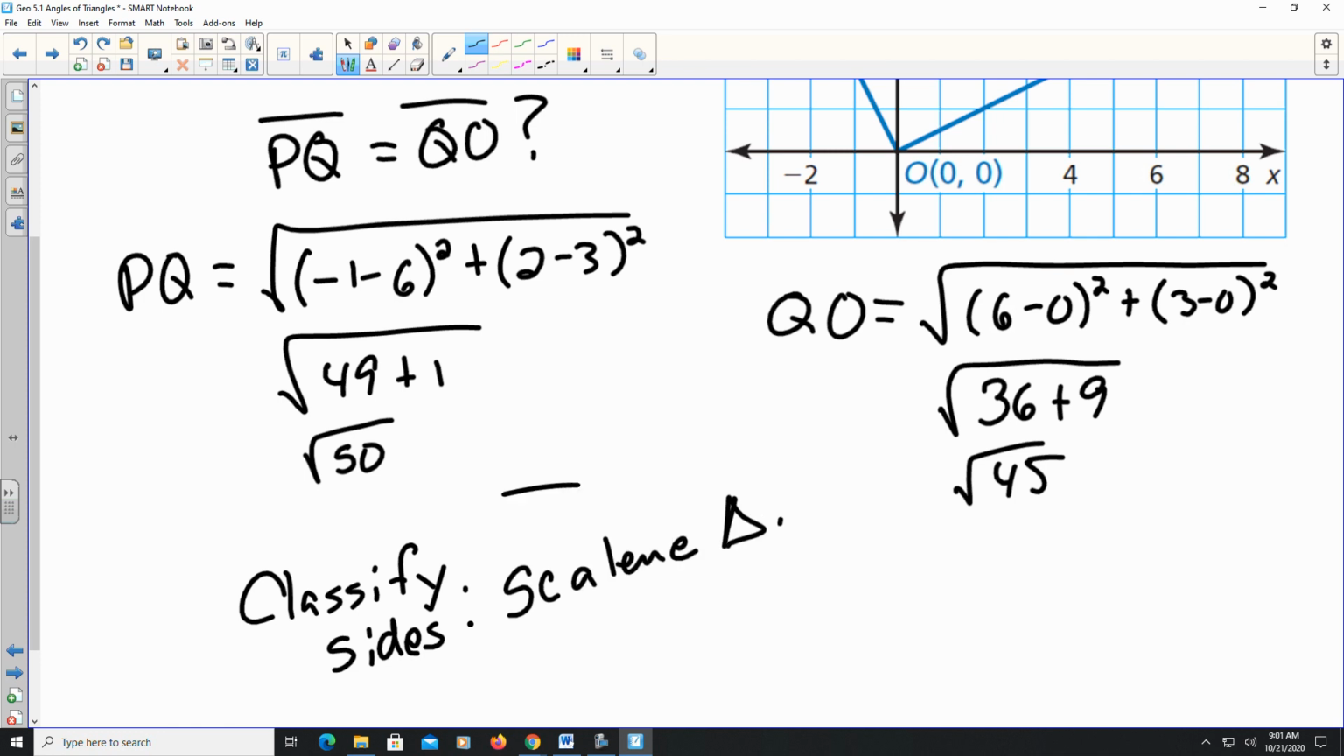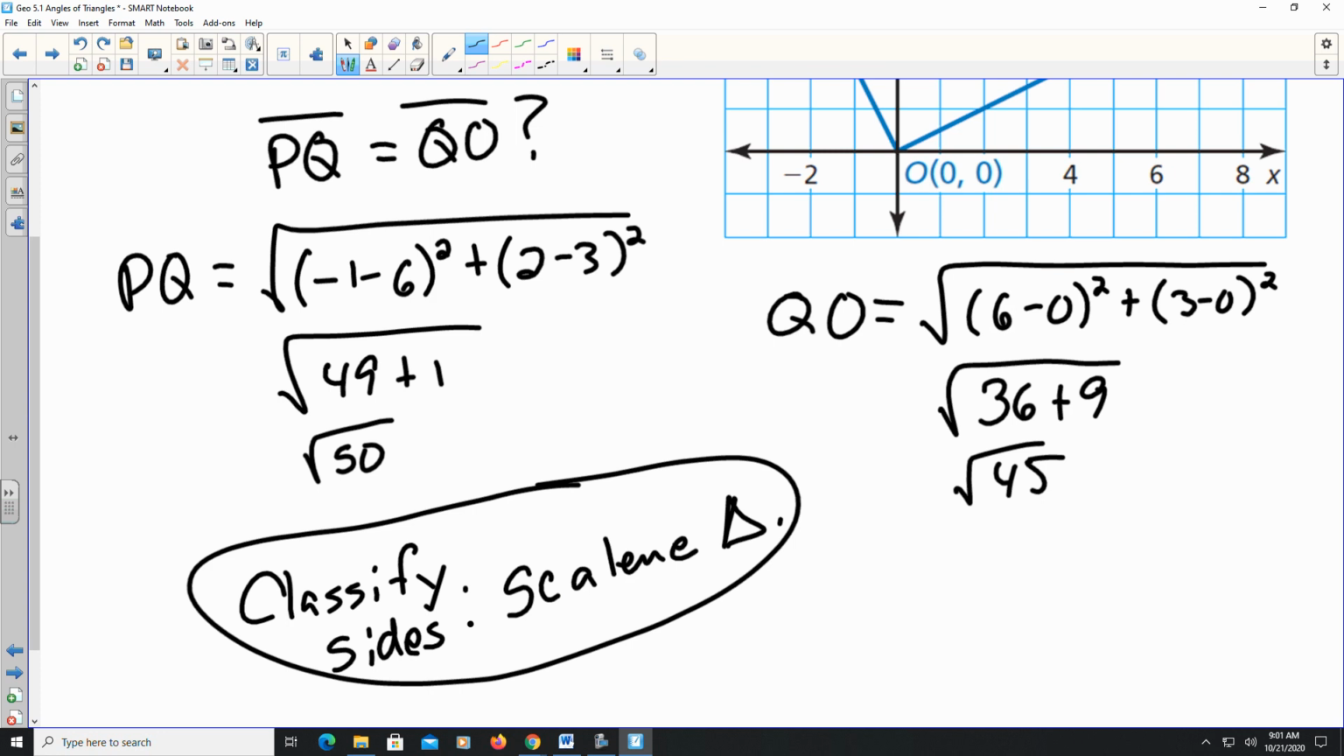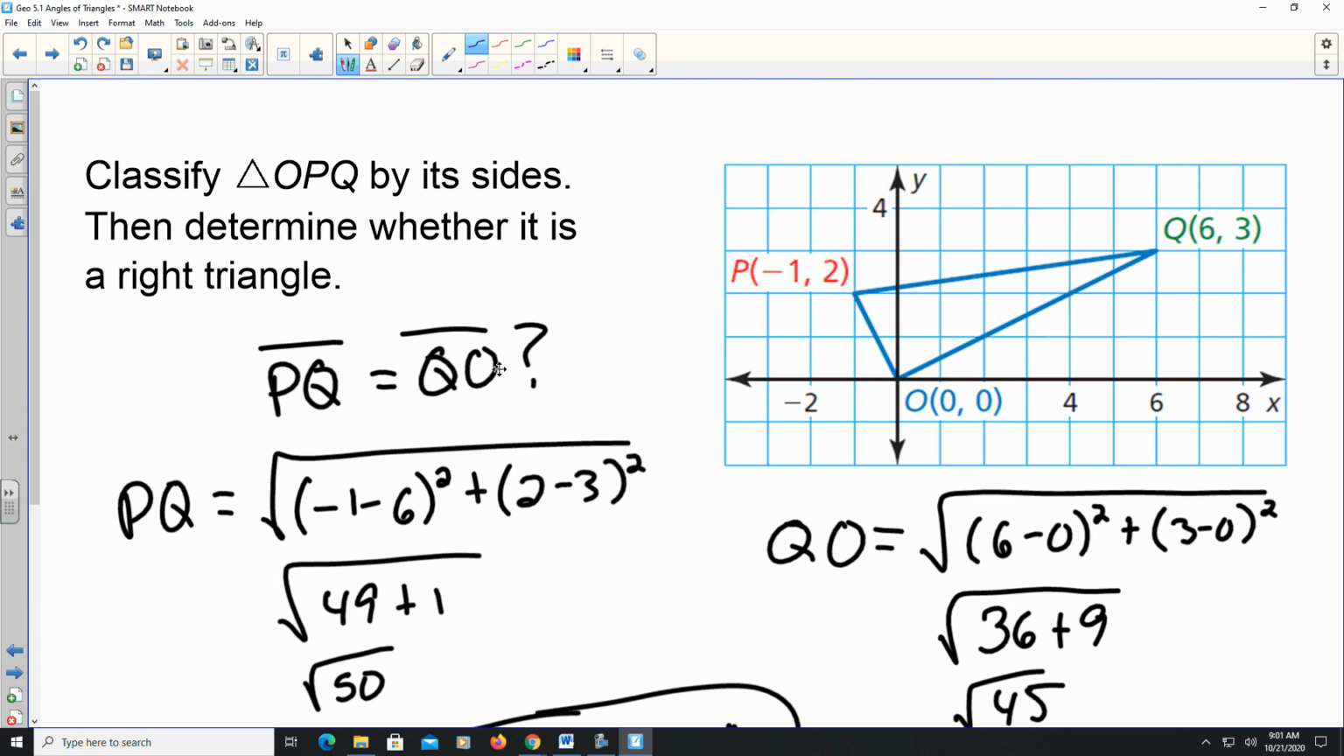Okay, so that's the first thing. The second thing on here, it asks to determine whether it is a right triangle. The one that looks like a right triangle looks like it's right here at the origin. For the sides to form a right angle, they have to be perpendicular to each other. So looking at the slope, let's look at the slope of PO.